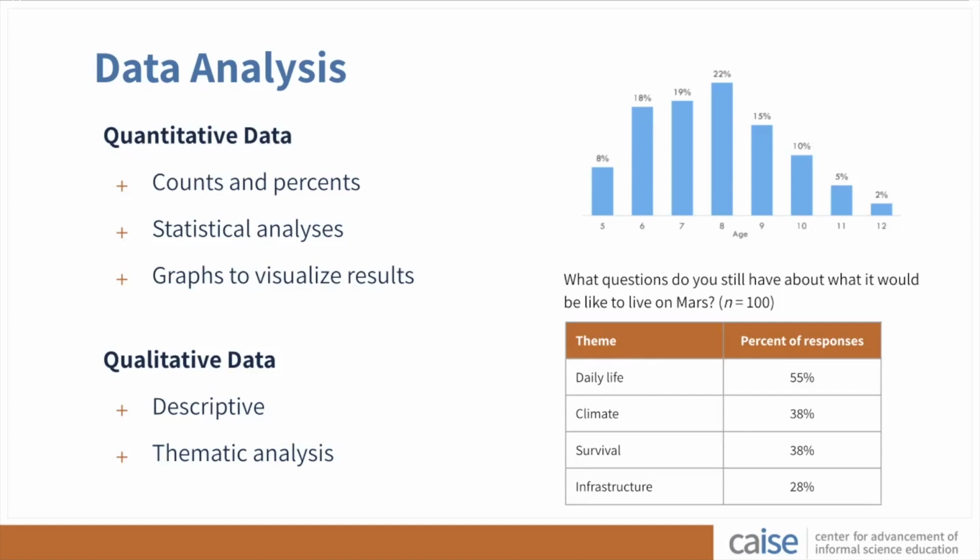But then we also might get qualitative data. And this is the data where it's more descriptive. It helps describe the information or the numbers that we have.